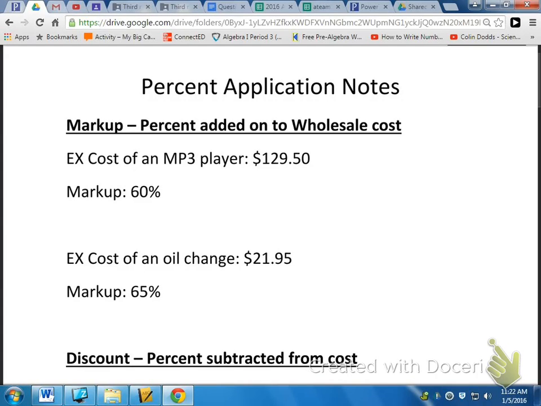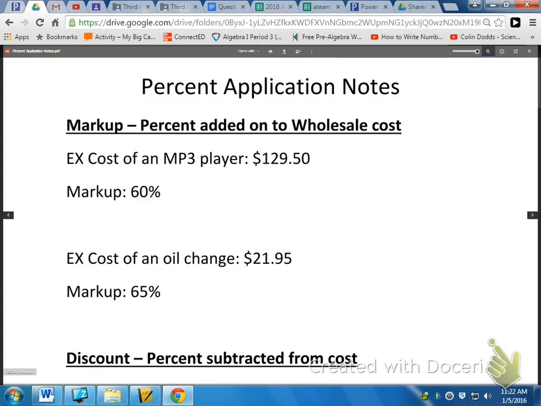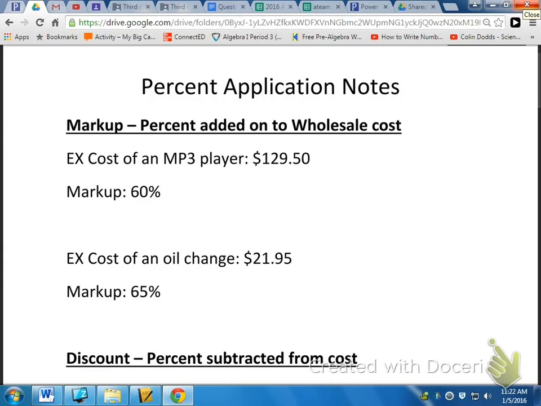So percent application, we are looking at all different kinds of percentage problems. Some that we did yesterday and then some that are new. I'm going to show you the ones that we did yesterday in a little different method. So we're going to start with a markup.